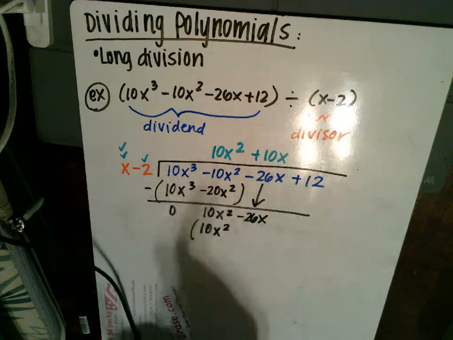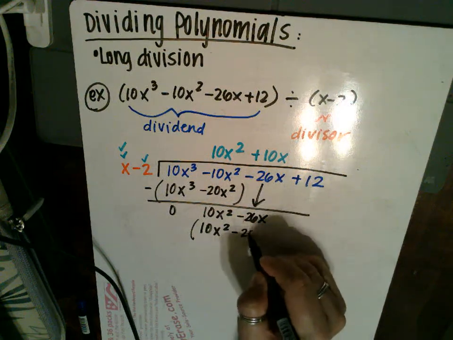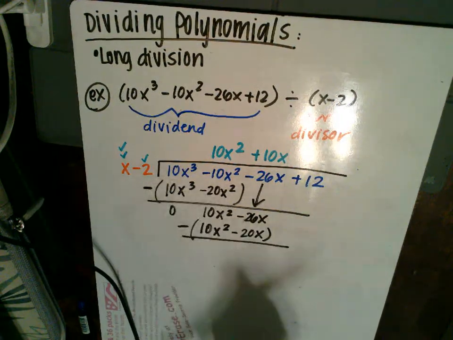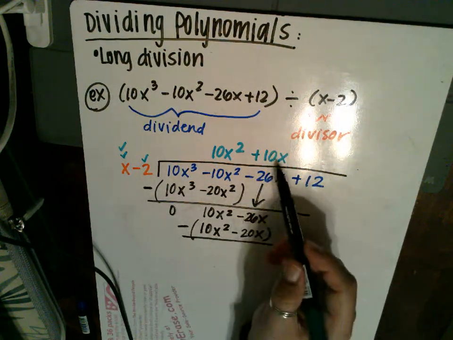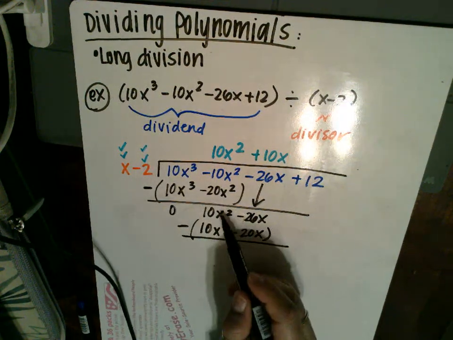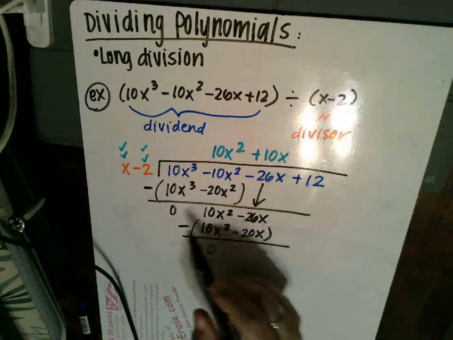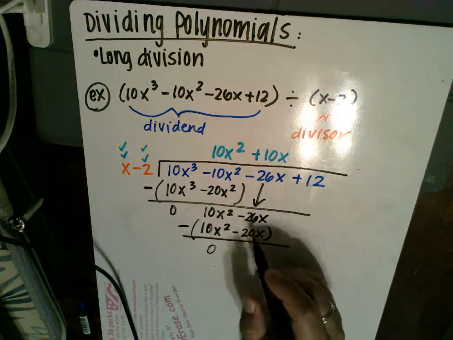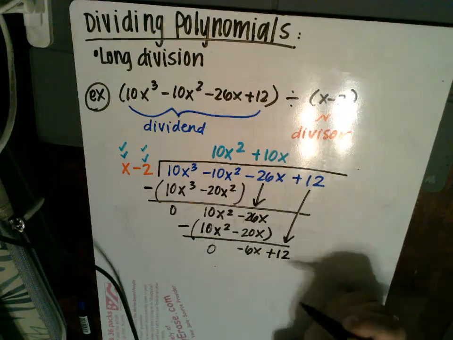And then 10x times negative 2. 10x times negative 2 is negative 20x. And subtract. What's hard about long division is we're always subtracting, right? 10x times x is 10x squared. 10x times negative 2 is negative 20x. 10x squared minus 10x squared is nothing. That's exactly what I wanted to do. Negative 26x minus 20x. Negative 26x plus 20x, if you will, is negative 6x. And drop down the plus 12.